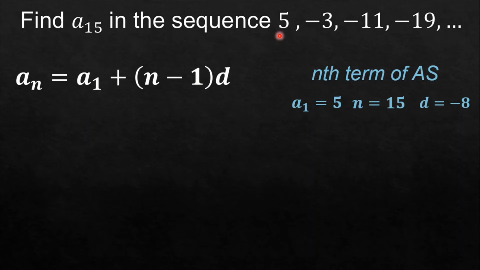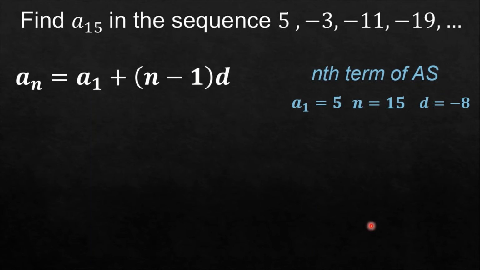So kung maalala nyo kanina, kapag ang values ng terms ay papaba, automatic that our common difference is negative. In case na nahihirapan kayong mag-subtract, okay? So, pwede rin naman, negative 3 minus 5, negative 8 naman ang lalabas eh. Negative 11 minus negative 3 is negative 8. The negative 19 minus negative 11 is negative 8.